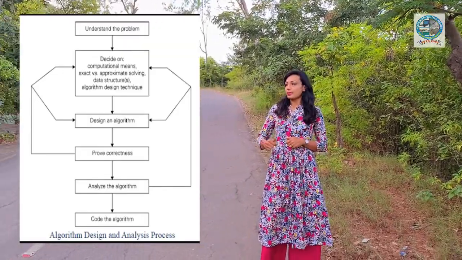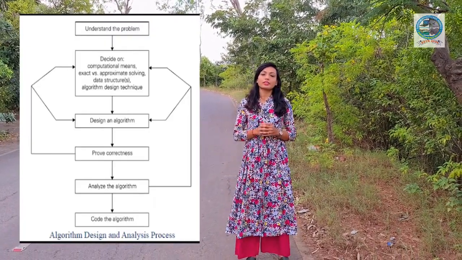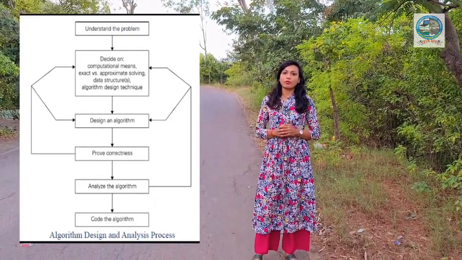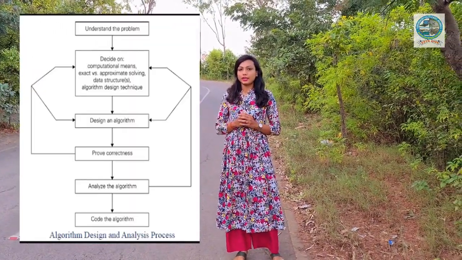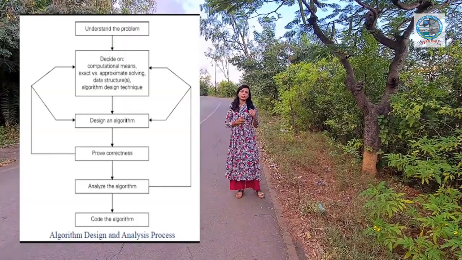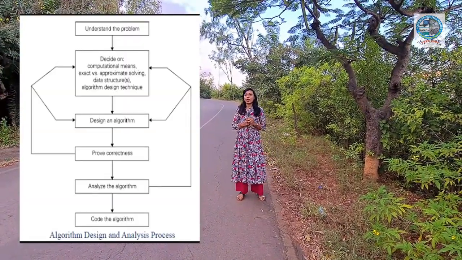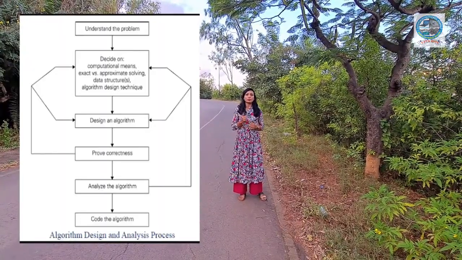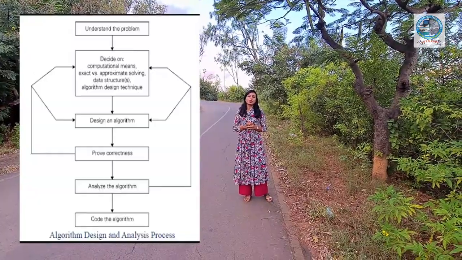So our second step is to decide on the computational device. That is, before writing the algorithm, you need to specify what type of device you need, like what type of RAM, what is the speed, and whether you are writing a sequential algorithm or a parallel one. And not only that, you have to choose between an exact or approximate solution. That is, whether you are solving the problem exactly or approximately.